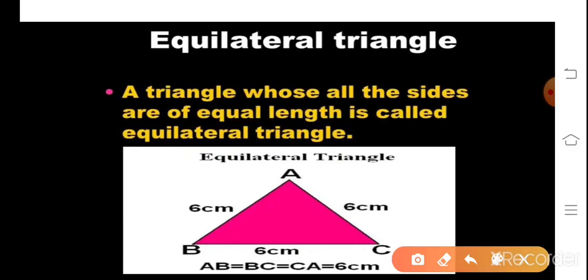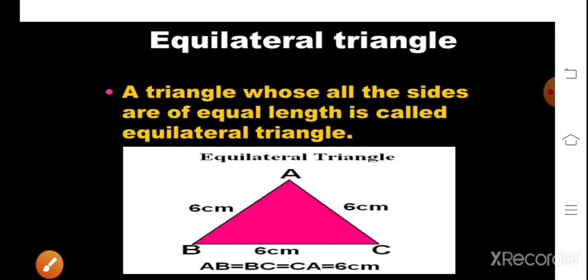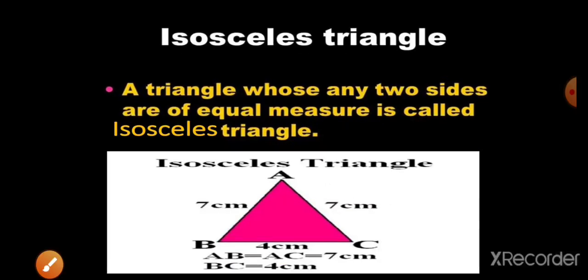For example, look at the picture here. The length of AB is 6 centimeters, the length of BC is 6 centimeters and the length of AC is also 6 centimeters. In this triangle all the values are equal. Therefore, this triangle is called an equilateral triangle. And the second one, isosceles triangle. A triangle whose any two sides are of equal measure, which means equal length, is called an isosceles triangle.